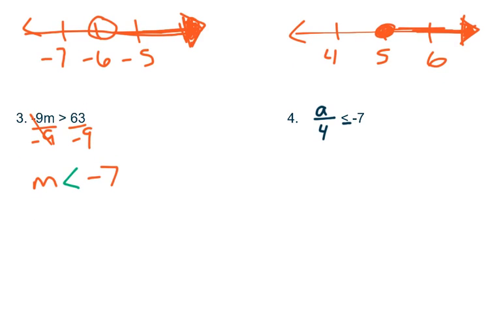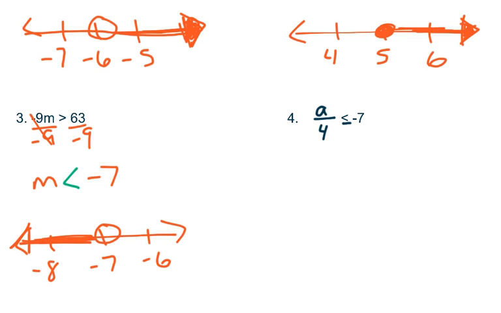Okay, so when I go ahead and graph this, 1, 2, 3, negative 8, negative 7, negative 6. This one's an open circle. Again, no or equal to part, and it's now less than, so we're going out to the left.